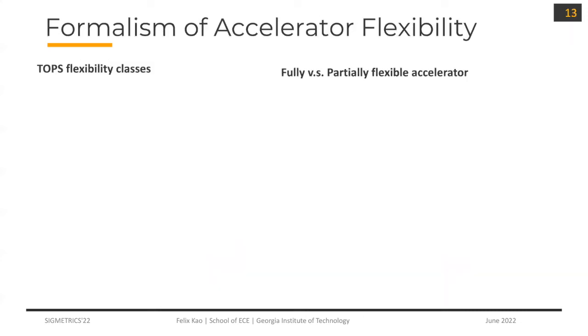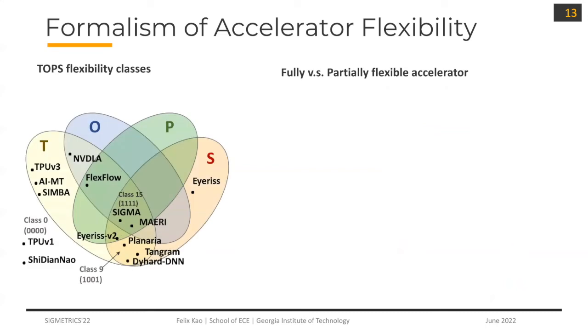So we have introduced the TOPS mapping axes, and to support or not support each of them, we can form 16 different classes of accelerator design space. Class 0000 means no flexibility, and class 1111 means all the TOPS are supported. Different accelerators pick different combinations of mapping axes because they have different design budgets and also because they target different workloads.